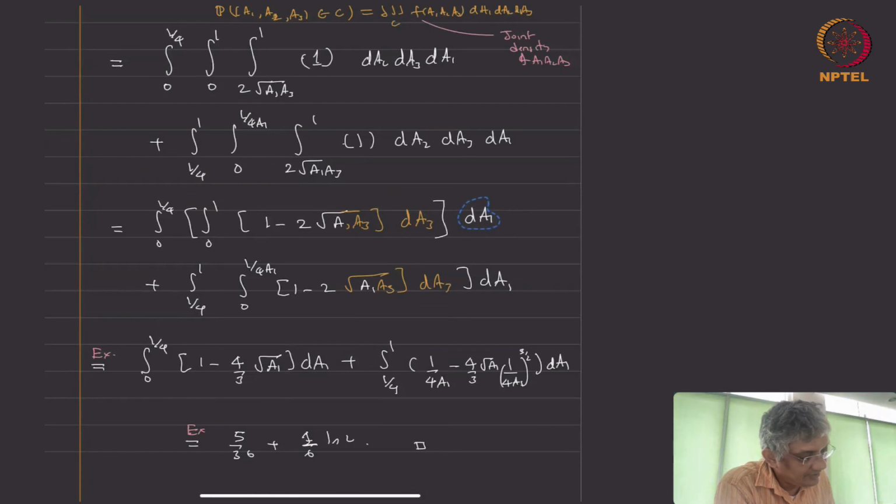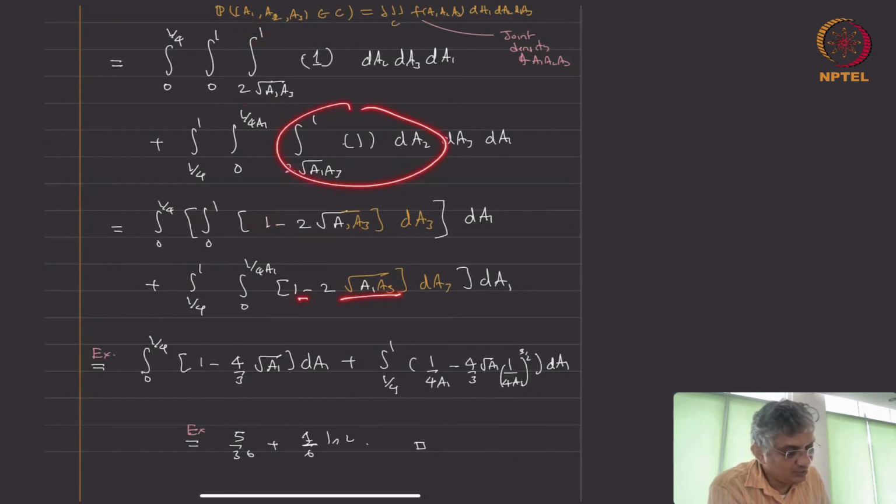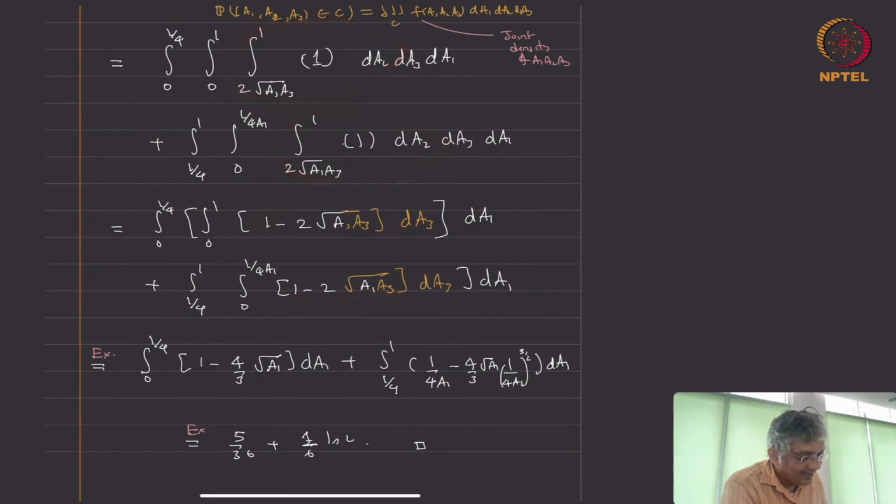The first step is quite easy because all I have to do is integrate out 1 over A2. That's quite easy because it's a constant function. So just put the limits in. I get 1 minus 2 root A3 here, and here I get 1 minus 2 A3 again. There's no problem. These two integrals are the same. The second step is when things start: I have an integration over A3, which is colored in orange. A3 goes from 0 to a quarter A1 in the second integral and 0 to 1 in the first integral.